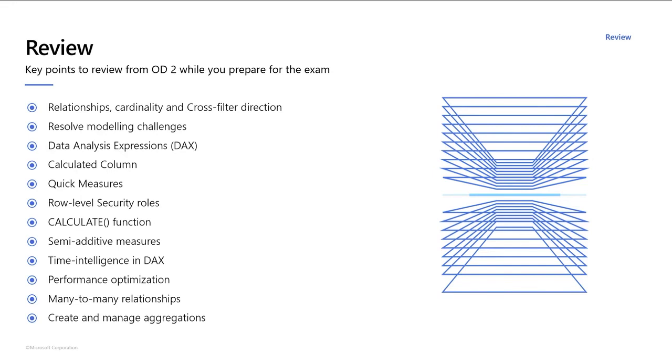Other than that, there are semi-additive measures and time intelligence capabilities in DAX that we should be aware of. And then we also looked at performance optimizations and some thought process around that, and also focused on many-to-many relationships and creating and managing aggregations. And that concludes the objective domain 2.